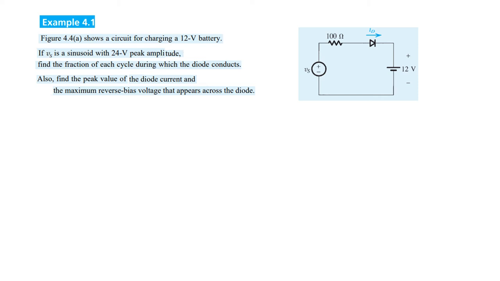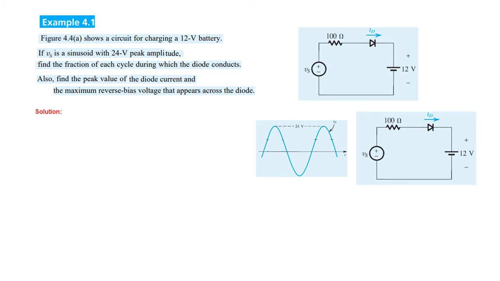Obviously, to conduct, this input voltage has to be more than 12 volts. It is going from 0 to 24, so only when it crosses 12 volt will this diode conduct. That is why we have to find out for how much duration the diode is conducting. Next, we have to find the peak value of the diode current, and also the maximum reverse bias voltage that appears across the diode. So how much is the reverse voltage applied across this diode? Okay, so let's see. The first part: this is the circuit, and this is the input voltage, 24 volt peak.